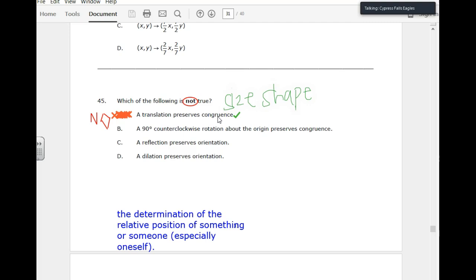No, a rotation doesn't preserve orientation, but that's not what this one says. This one says the rotation preserves congruence. That's true. Rotation preserves congruence. Translation preserves congruence. Dilation preserves orientation, because when you get bigger or smaller, you're not changing the order of the letters, how they're relative to each other, like you said there. Good. You looked it up. So the one that's false is that when you reflect it, it does not preserve orientation.